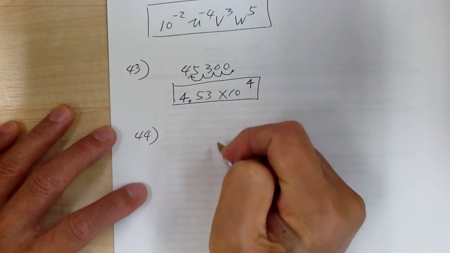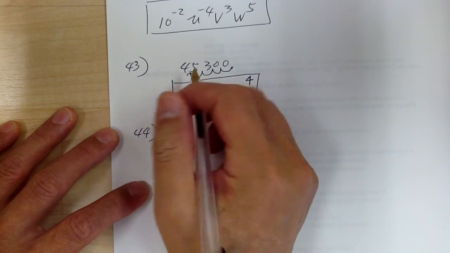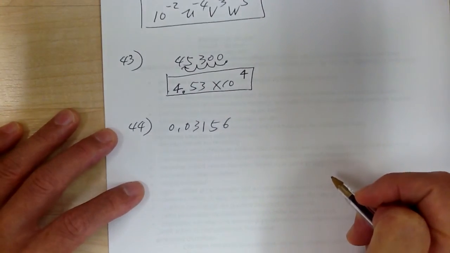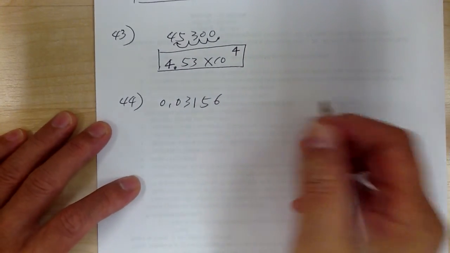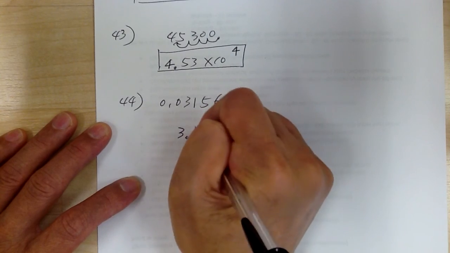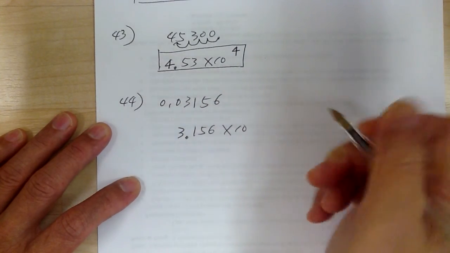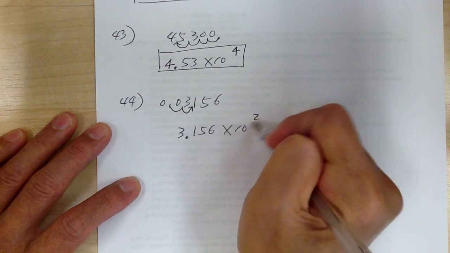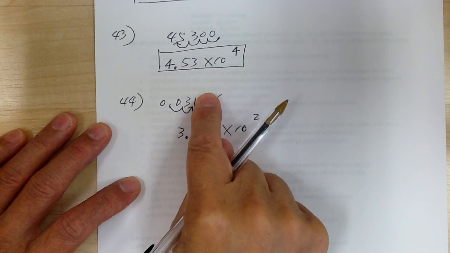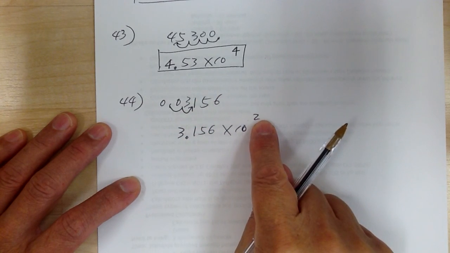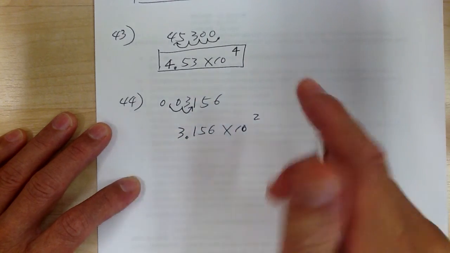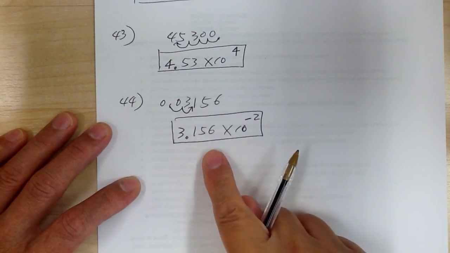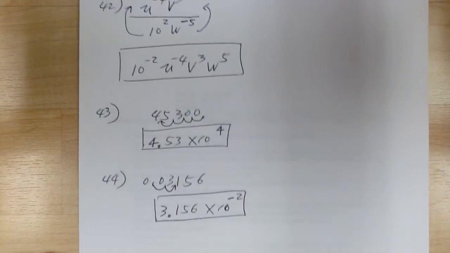Okay, number 44, you have 0.03156. To make it into scientific notation, again, you got one digit before the decimal times 10 to the, so again, the decimal is over here, so you have to move over 1, 2. So you have to move over 2 spots. Now, because you make the number bigger, your exponent will become smaller. So right now it's 0. To make it smaller, it will become negative 2. So make sure you know how to do your scientific notation. Okay, so that's it for the review.